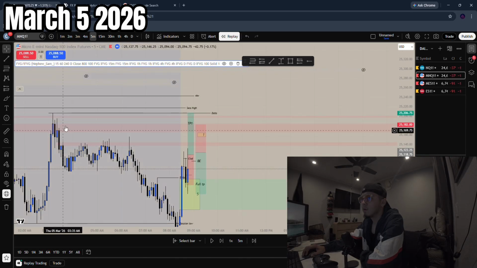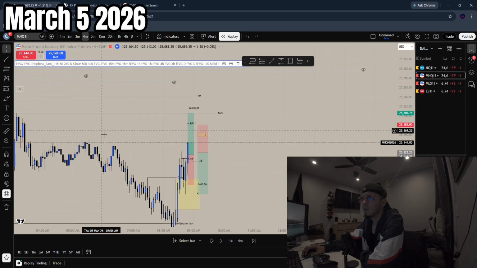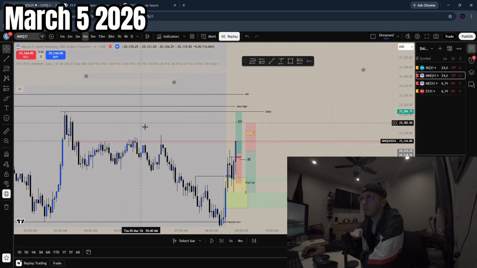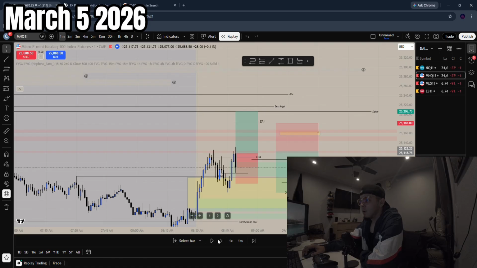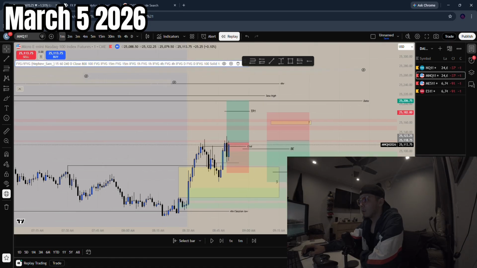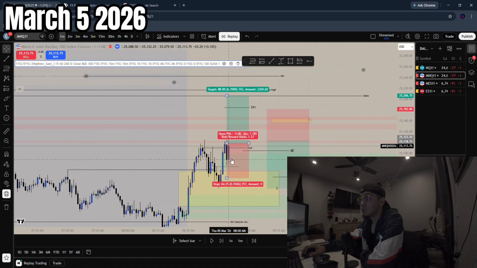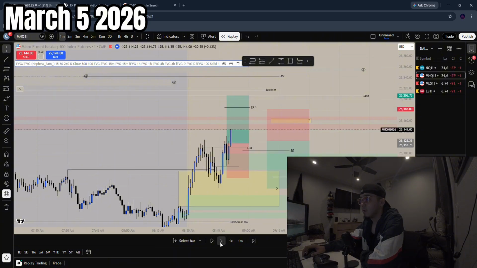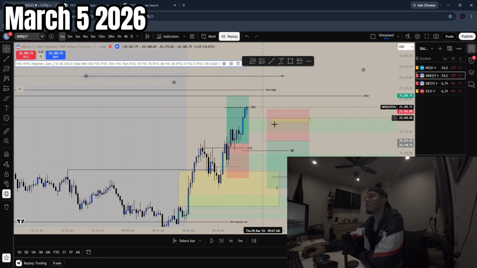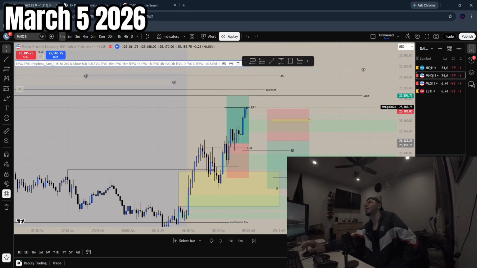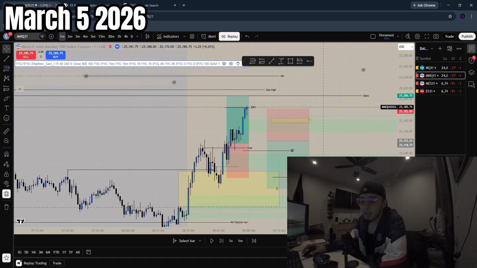This one? No. What did I have it at? I think I had it at the body closure of there. So enter. We get a little reversal. Still respects the 1. Then pumps. Then it's a little delayed. Hits TP1. At this point, I believe I see an SMT and exit.